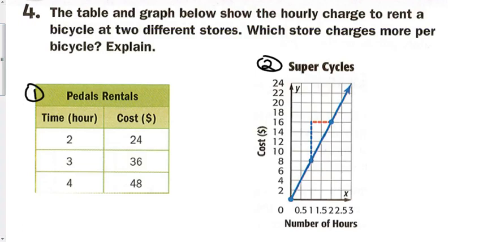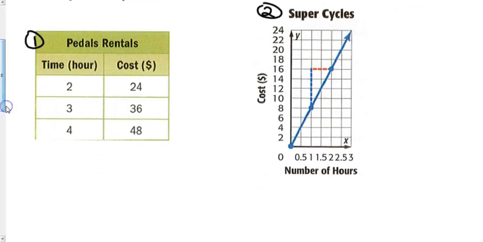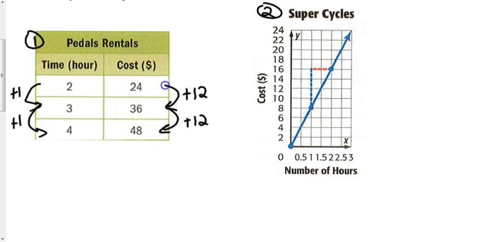All right, so in our first table we have here, we have Pedals Rentals, and we want to know what's the rate for one particular bicycle. All right, so let's take a look here. Pedals Rentals has what appears to be a cost increase. If we look over here, from 12 to 36 goes up $12. From 36 to 48, $12. So that goes up $12 for every, how many hours does it go by? So from 2 to 3 is plus 1. From 3 to 4 is plus 1 as well.